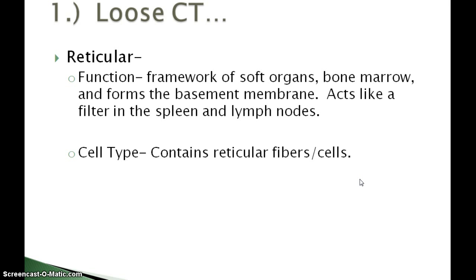And so we see a lot of reticular fibers, which are basically small, thinner collagen fibers. So it's easy to remember that reticular tissue has reticular fibers. There's also reticular cells, which are similar to fibroblasts in that they make these reticular fibers. But once again, it's just like thin collagen.